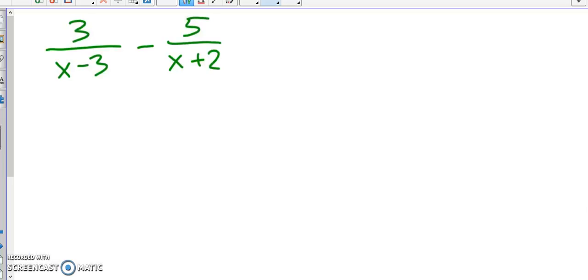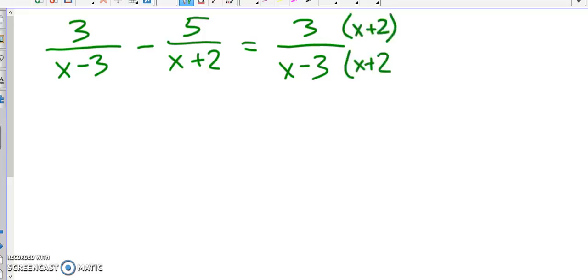Now notice that, let me rewrite this. So I've got 3 over x minus 3. So that's already got the x minus 3 in it. What it needs is the x plus 2. And so what we do is we go ahead and multiply top and bottom by x plus 2 to get that common denominator. Minus. And actually what I'm going to do is instead of a minus here, to avoid making a sign mistake, I'm going to make that a plus. I'm going to make this negative 5 over x plus 2.